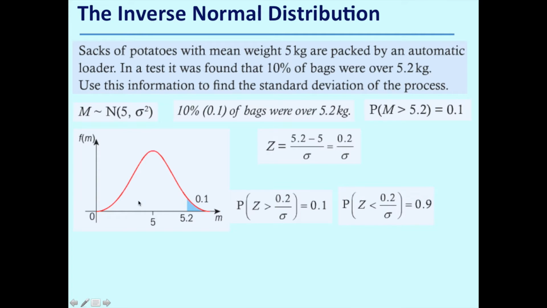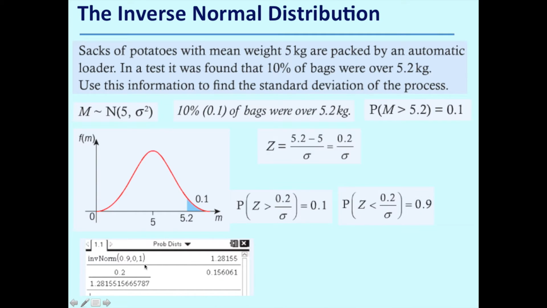But remember, we're interested in the area to the left. So we can think about it like this. The probability that this value Z is less than 0.2 over sigma equals 0.9. We can calculate that using our calculator, which gives us an answer of 1.281. So this value here, 0.2 over sigma equals 1.28155. So in order to work out sigma, we're just going to take 0.2 and divide it by that answer, which gives us 0.156 to 3 significant figures.